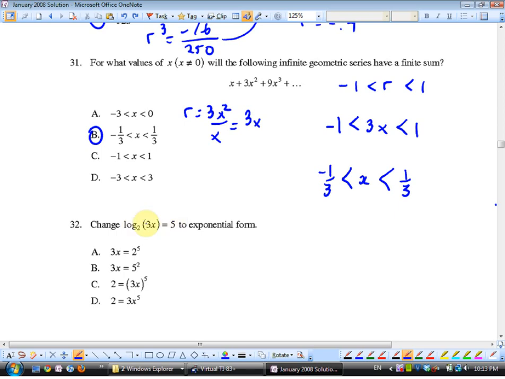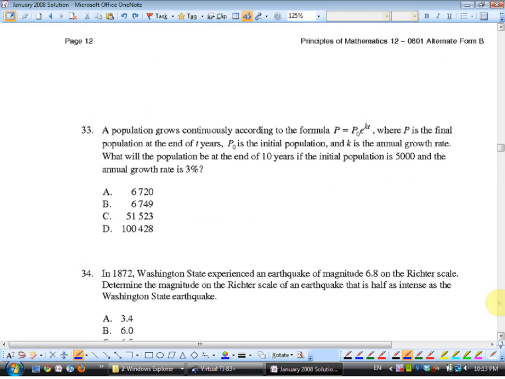Okay, change to exponential form. You know this is always on there. 2 to the 5th equals 3x. 2 to the 5th equals 3x.